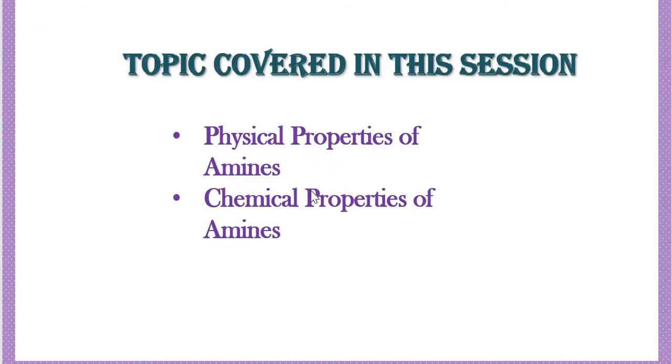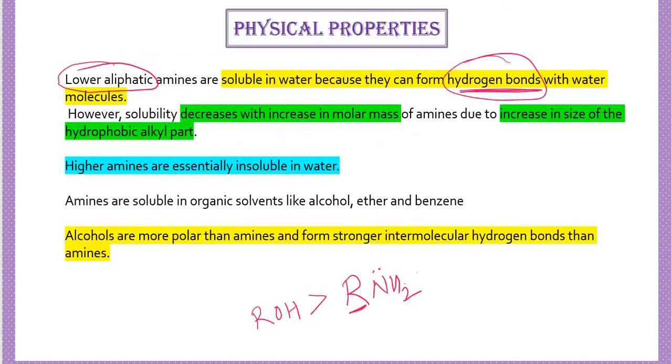Now let's start with the physical properties of amines and chemical properties of amines. So first, physical properties of amines. Now amines, because they have a lone pair of electrons, can make hydrogen bonds. And since they can make hydrogen bonds, lower aliphatic amines are soluble in water. We have done that all organic compounds have weak forces of attraction, and those that show exceptions have a hydrogen bond. Like alcohol also makes a hydrogen bond.